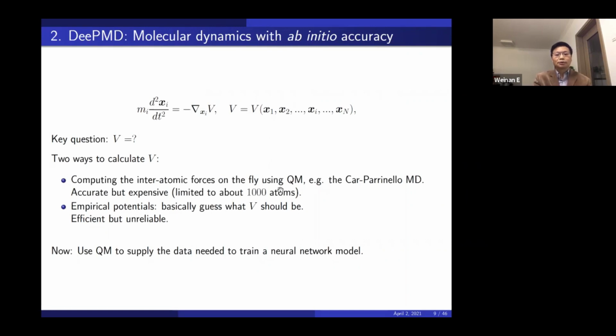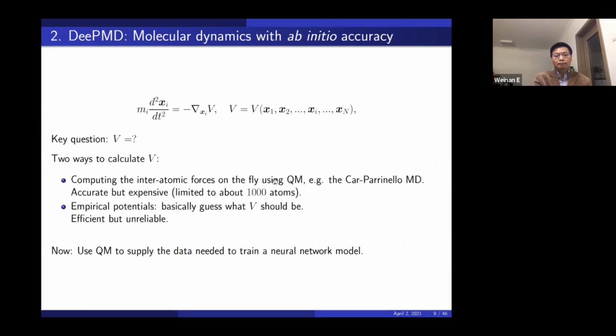Classically, there are two ways to do this. One is just guess, so empirical potential. That's just trying to guess a formula with some coefficients, and you fit the coefficients with some data. And that's how things work classically in molecular dynamics. For example, you might know Lennard-Jones potential, EAM potential, Stillinger-Weber potential. These are all examples of these empirical potentials.